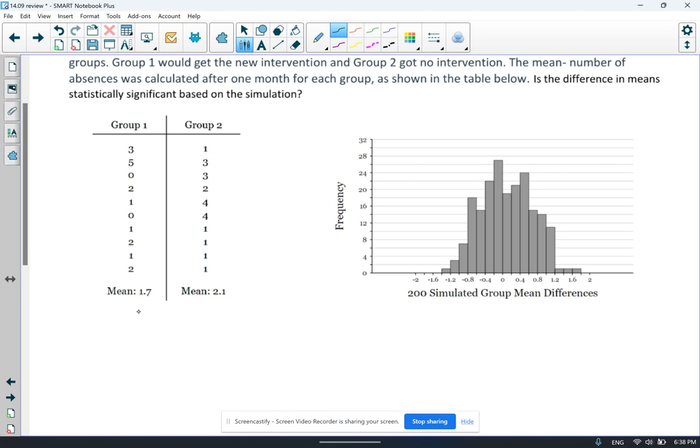So I'm going to find the statistic, which is the difference of the sample means. And you have to use this notation, otherwise the problem's wrong. So I get 1.7 minus 2.1, which is a negative 0.4.